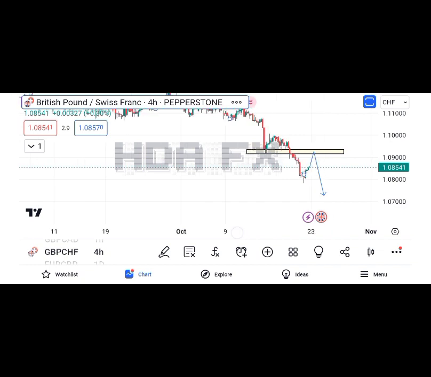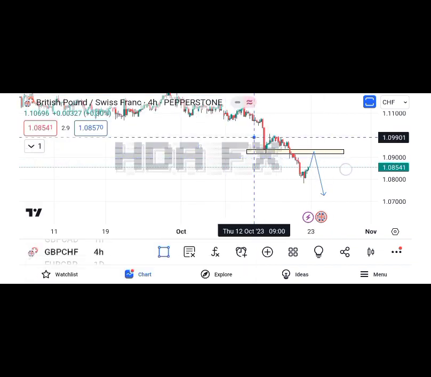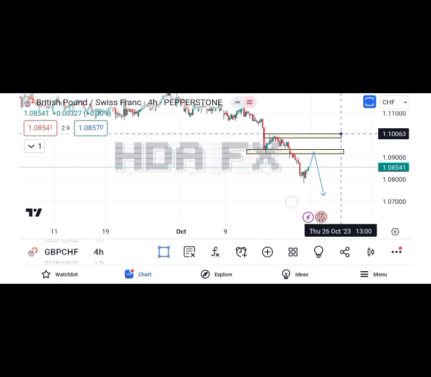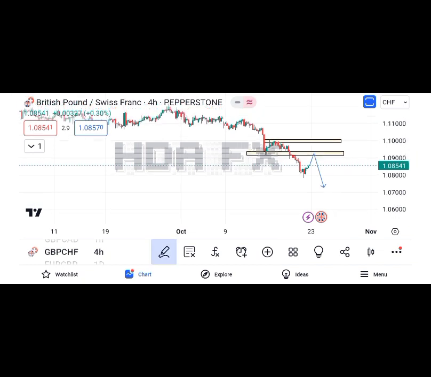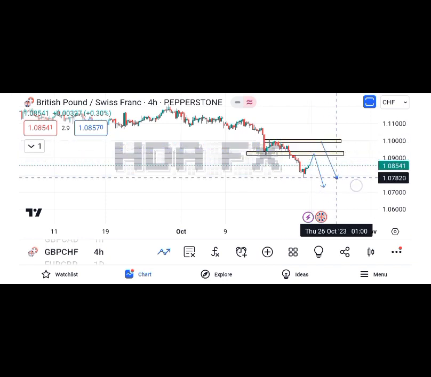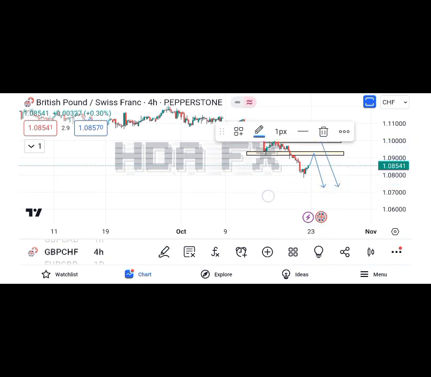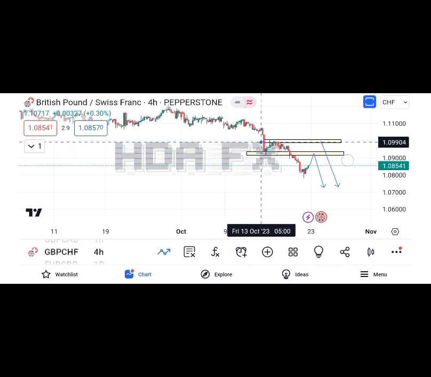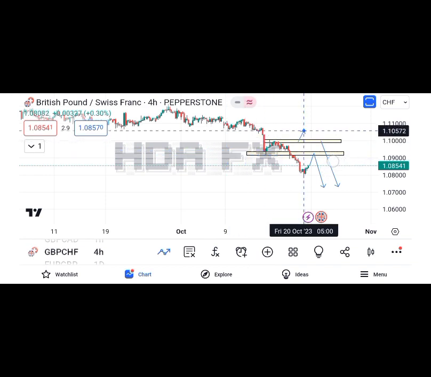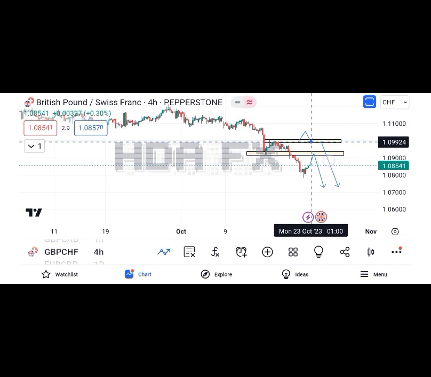We can also have another zone of interest here, and another zone of interest at this point here. So these are the two zones I'm looking for sales on GBPCHF. Once GBPCHF breaks this zone upward, then I'll be looking for buying opportunities. But like I said, this week I'm bearish, but anything can happen in the market. So this is my simple analysis on GBPCHF.